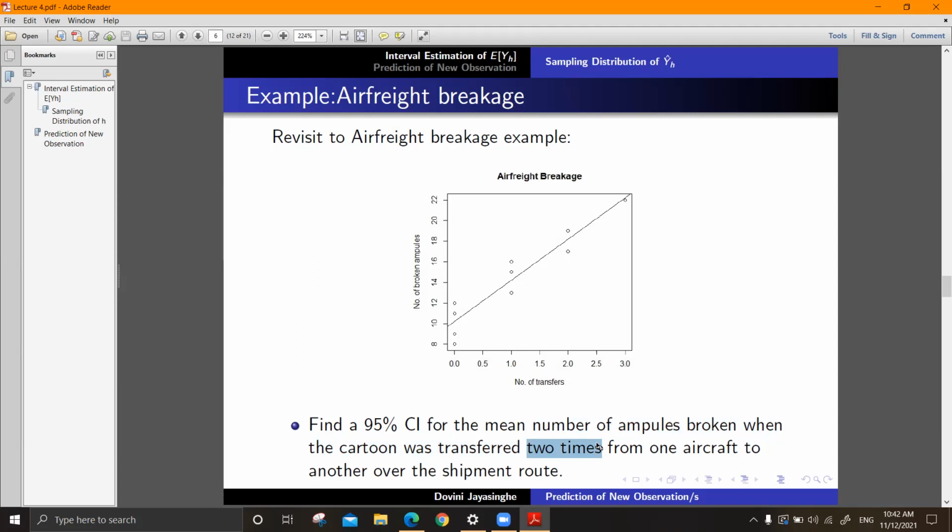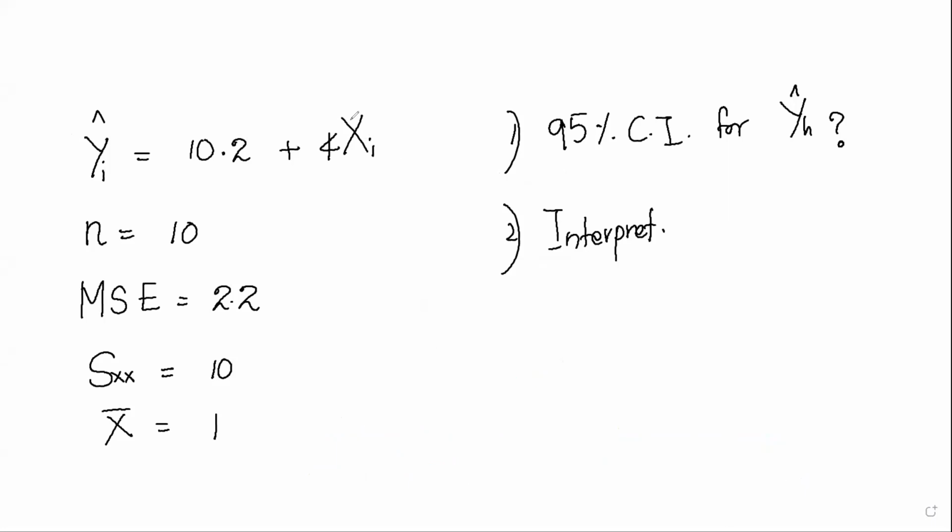How many times the ampule is transferred, right? So this is your X. If you know X, you should be able to compute this one. You know X, this is 2. Now, did you understand how this became 2? If this is 2, you just have to plug in the values and compute this one.